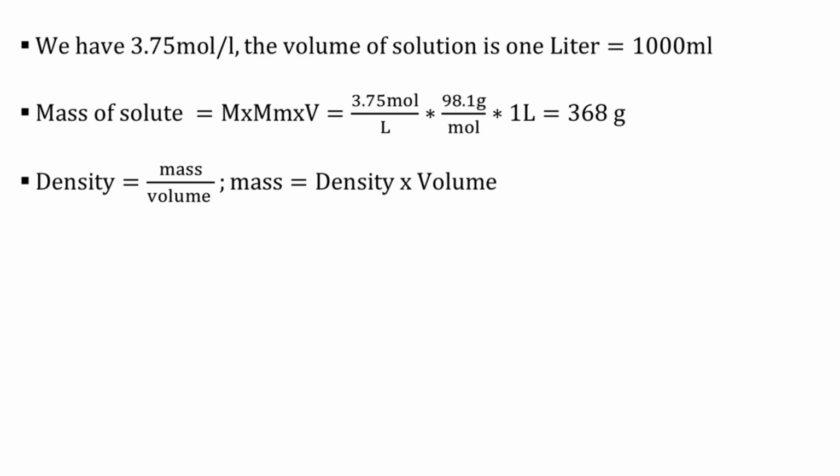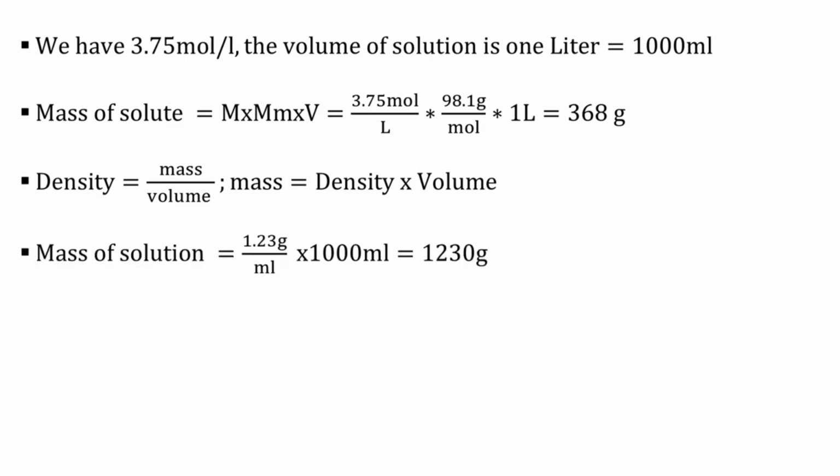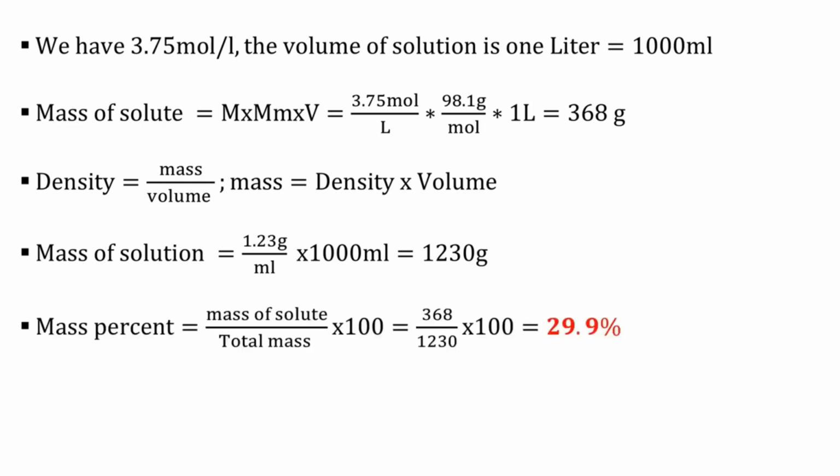Then we know that the density is equal to mass over volume. From the density we can determine the mass of the solution. The mass is equal to density times the volume. So the mass of the solution is equal to the density, which is 1.23 gram per milliliter, multiplied by the volume in milliliter also, so that we get the same unit. We multiply by 1000 milliliter, and then we get 1230 gram as the mass of solution.